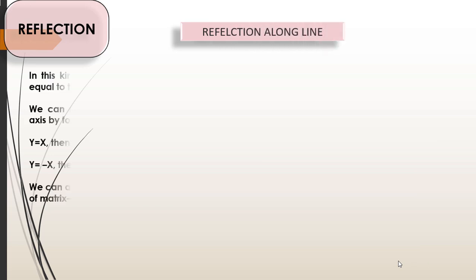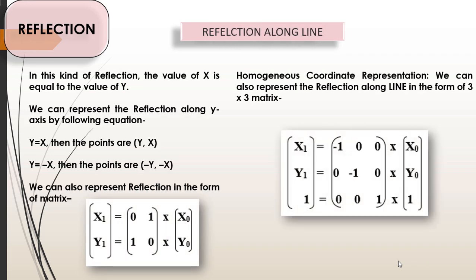After that, we will see reflection along a line. In this kind of reflection, the value of x is equal to the value of y. We can represent the reflection along the line by the following equation. If y is equal to x, then the points are (y, x). If y is equal to minus x, then the points are (minus y, minus x). We can also represent the reflection in the form of a matrix: [x1 y1] is equal to [0 1; 1 0] into [x0 y0]. In homogeneous coordinate representation, we can also represent the reflection along a line in the form of a 3 by 3 matrix: [x1 y1 1] is equal to [minus 1 0 0; 0 minus 1 0; 0 0 1] into [x0 y0 1].